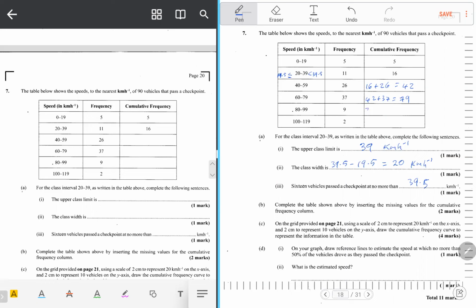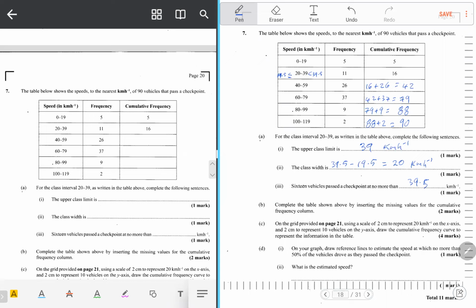And then the 79 vehicles plus 9 more, the ones who go less than 99 kilometers per hour. And so you now have 88. And then the last two: 88 plus the last 2 vehicles who go the fastest. That gives you a total of 90 vehicles in the sample. 90 vehicles. That completes the cumulative frequency column.